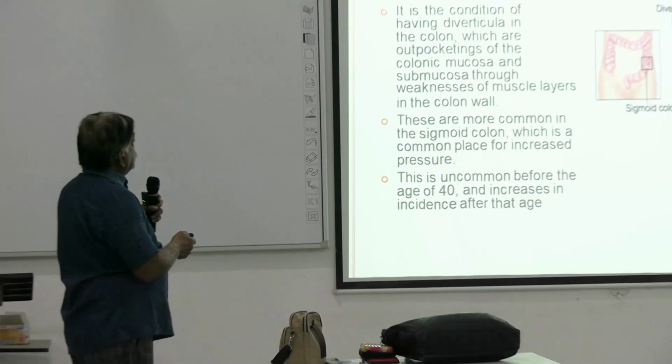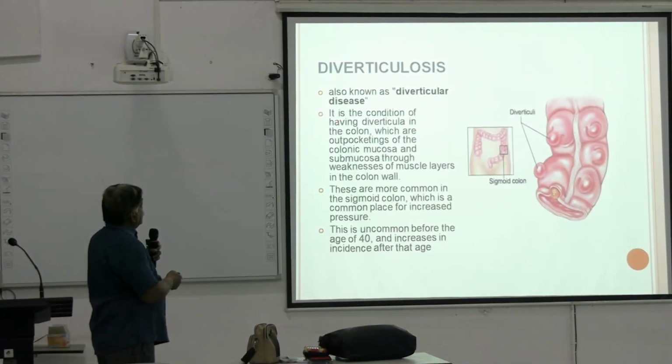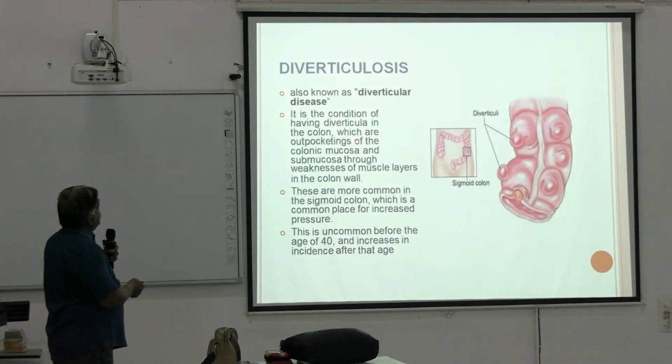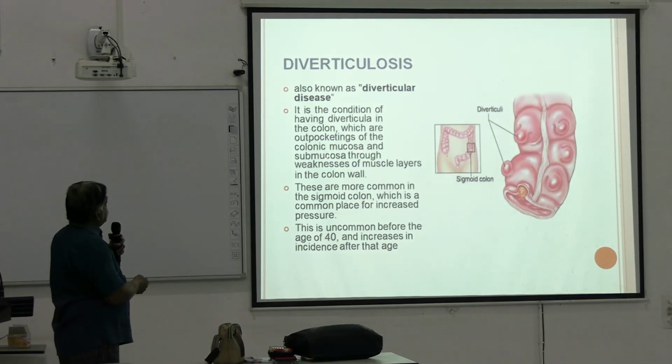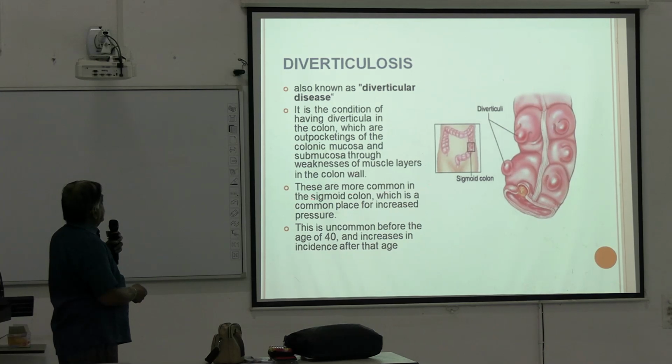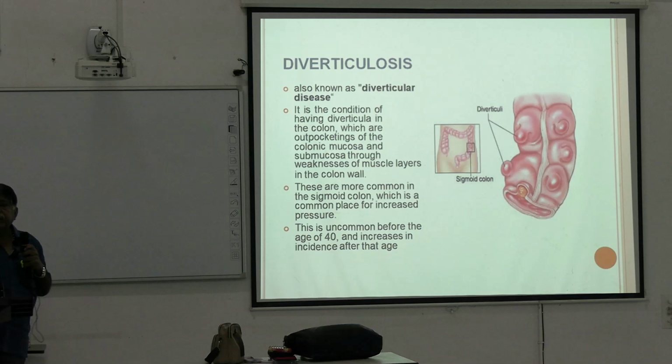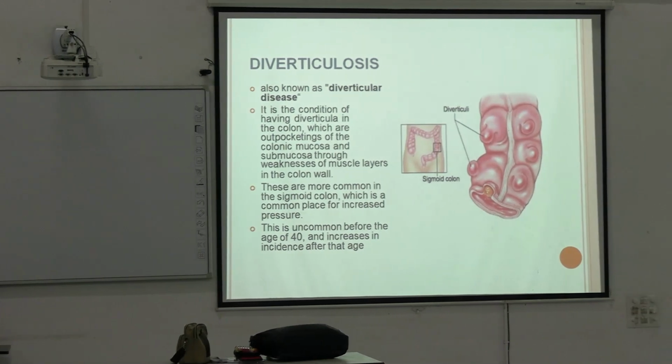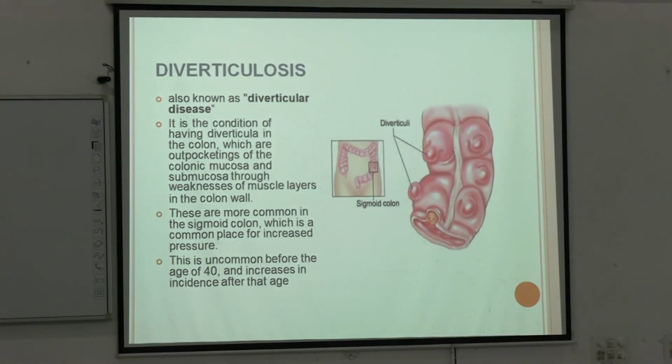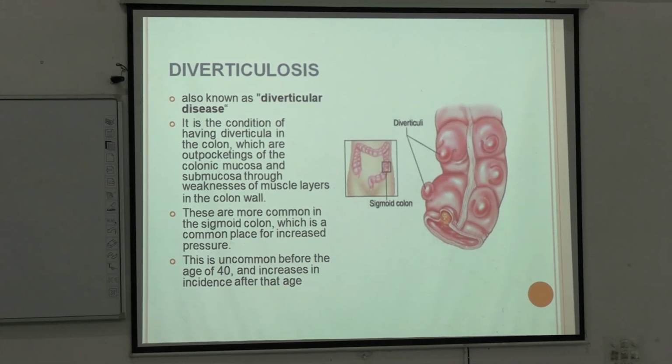Now, diverticulosis is also known as diverticular disease. It is the condition of having diverticula in the colon, which are outpocketings of the colonic mucosa and submucosa through weakness of the muscle layer in the colon wall. This is the picture. Now, these are more common in sigmoid colon, which is a common place for increased pressure. This is uncommon before the age of 40 and increases in incidence after that. So, a young person comes below 40, don't think of diverticulosis. You might keep it in mind.